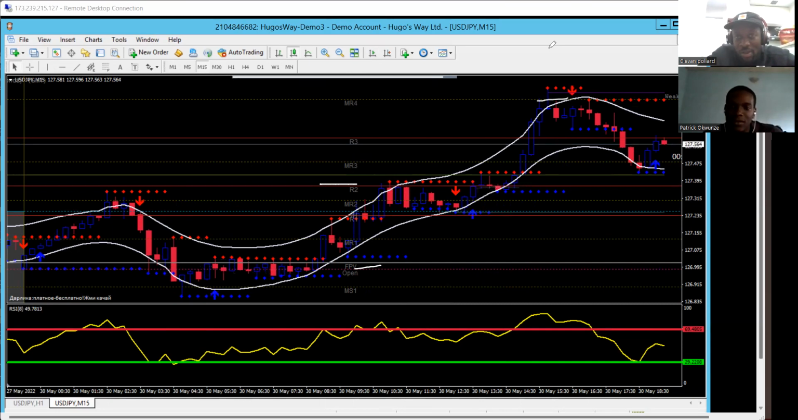Where's my marker? Enter. You got an arrow right here. This is where we enter. Flat zone, we close. Support resistance level. That's profit right there.